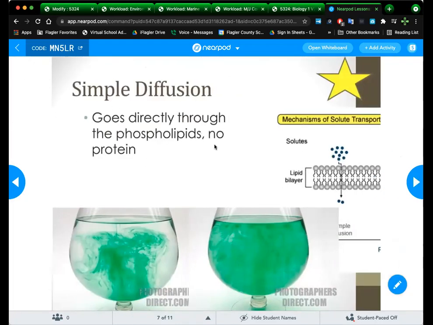So simple diffusion, that's what I just mentioned, high to low concentration. It's going to go right through this lipid bilayer. So whatever particle this is, whether it's water or something else, it's going to be in high concentration here, low concentration here. It's going to move from high to low. Really simple.